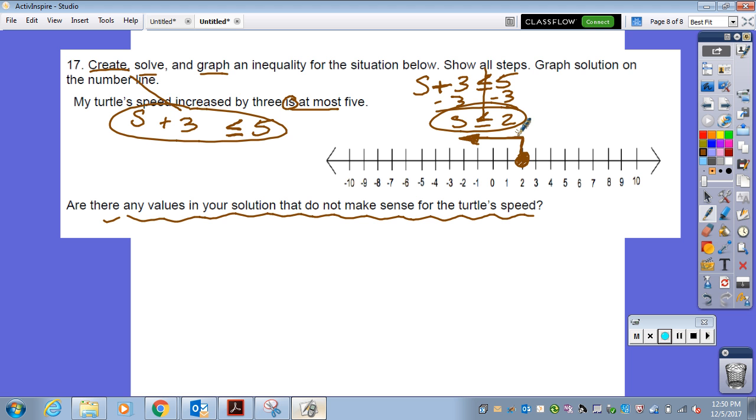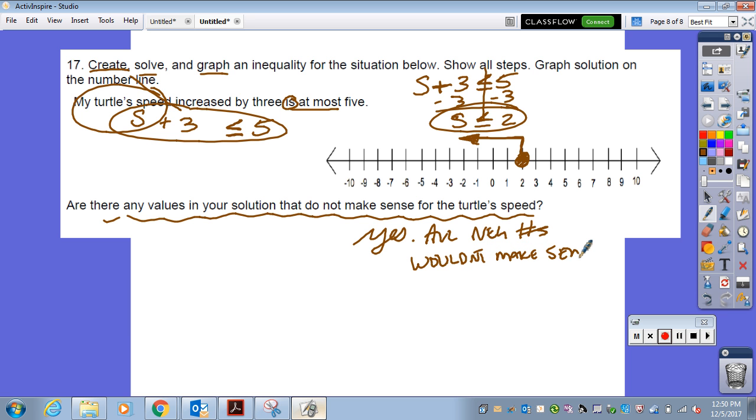Well, think about what we graphed. This solution represents S, which is my turtle speed. Do you think your turtle speed could be negative 3 miles per hour, for example? It can't. So are there any numbers that don't make sense? Yes. All negative numbers wouldn't make sense because you can't have negative speed. So technically this graph shouldn't actually go this way.